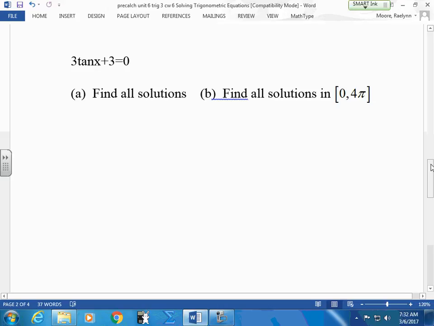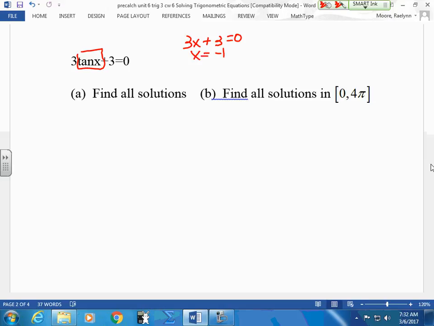Alright, here's the tangent. What's the variable in this equation? Tangent x. So again, if I replace my variable, how would I solve for x in that equation? Subtract 3 and divide by 3, right? So you get x is -1. Subtract 3, divide by 3, right?